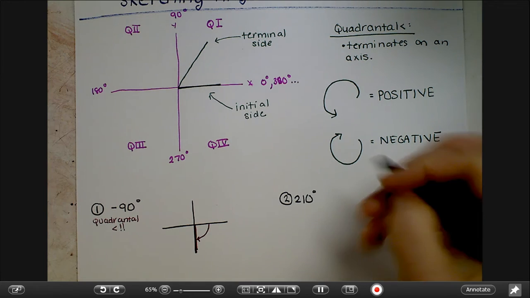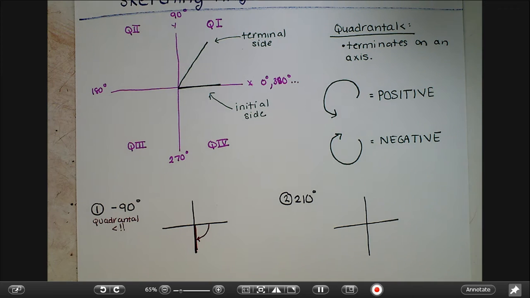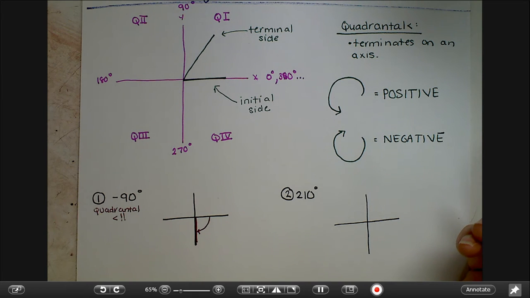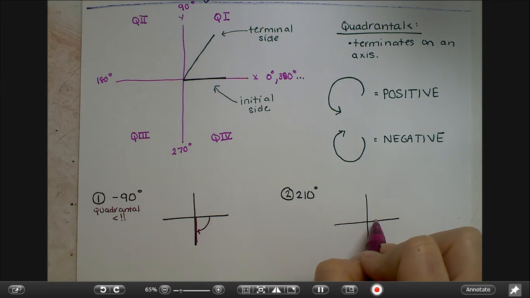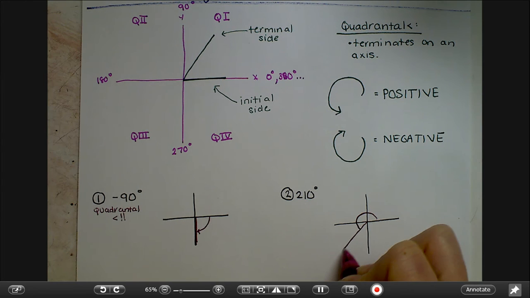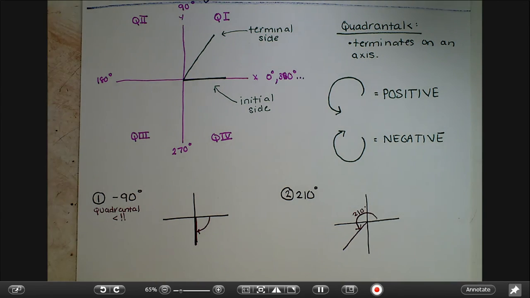Now there's a lot of estimating that goes with this. We're not going to be perfect on them, but we're going to estimate. All right, so we need to draw a 210-degree angle. That's positive. So starting on the initial side, we're going to draw, that's 90, 180, and there would be a little bit more to get to 210. So that is approximately a 210-degree angle. We swung around 210 degrees.